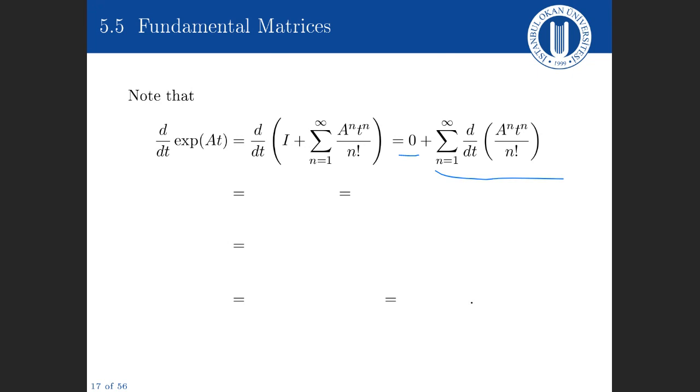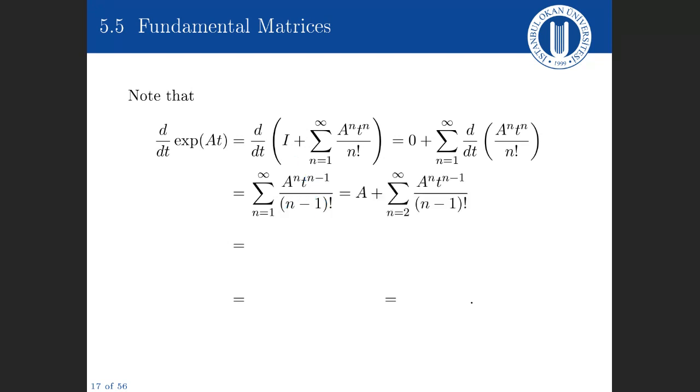We have the sum of the derivative of A^n t^n divided by n factorial. And of course, the derivative of t to the power n is n t to the power n minus 1. The n cancels with the n at the bottom, and we end up with A^n t to the power n minus 1 divided by n minus 1 factorial. There's an n minus 1, there's an n minus 1. I want an n minus 1 just here, so I'm going to take one factor of A outside the sum.